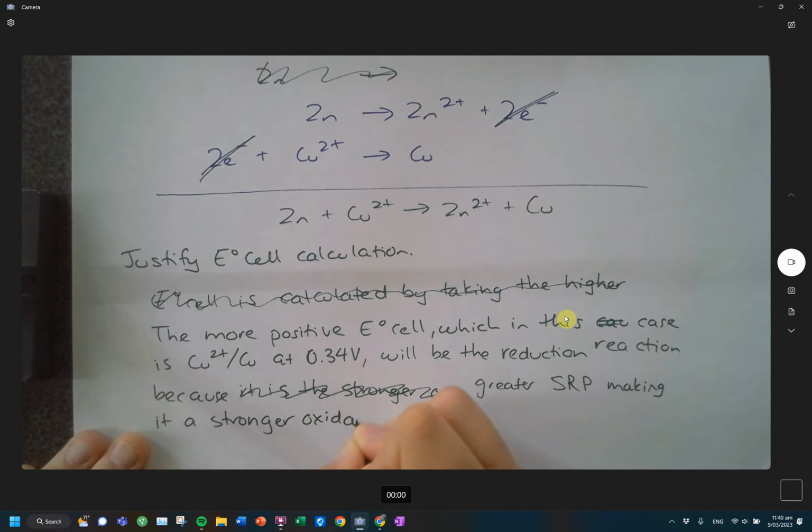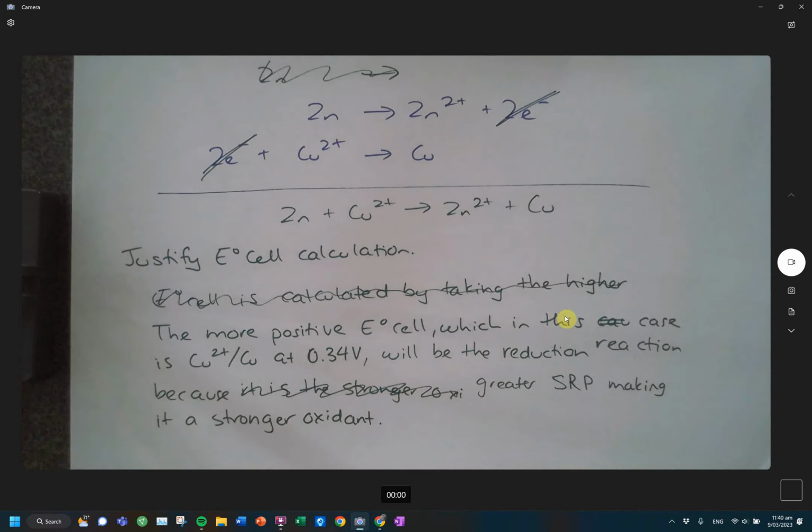Sorry, you guys, I'm making this really bad. So the more positive the E cell, which in this case is the copper, will be the reduction reaction because it has a greater standard reduction potential, making it the stronger oxidant.